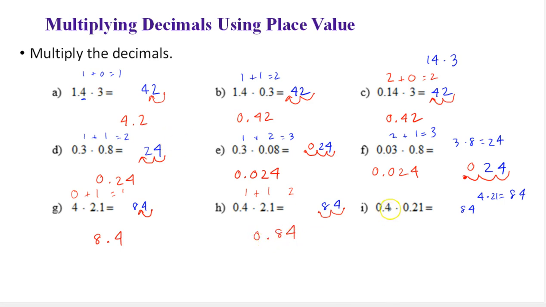And finally, this has 1 digit to the right of the decimal. This has 2. So that totals 3 digits. So we're going to start here and move 1, 2, 3. And put a 0 in this blank space. That's why it's good to make these loopy things so you can see the space. And we have 0.084.